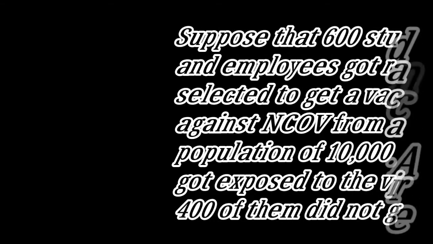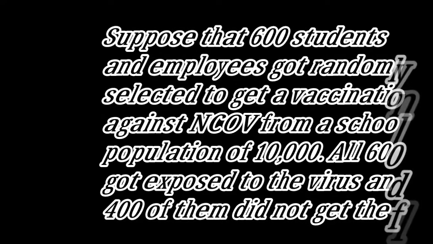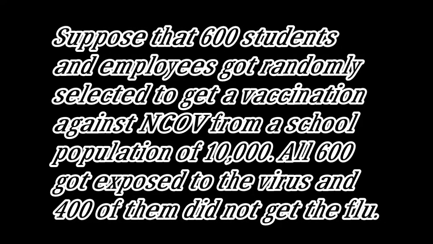Now, let's discuss the point estimate for population proportion. This is more complex than getting the population mean. It has many steps. To better understand those steps, we will give an example. Suppose that 600 students and employees got randomly selected to get the vaccination against nCoV from a school population of 10,000. All 600 got exposed to the virus and 400 of them did not get the flu.